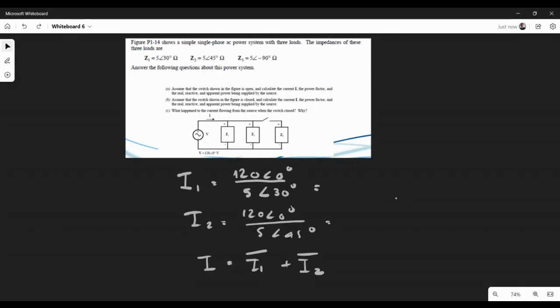So for I1, we get 24 at minus 30 degrees. Obviously, that's an inductor, as you can see. And over this is also an inductor. So 120 divided by 5 is 24 at an angle of negative 45, also an inductor.